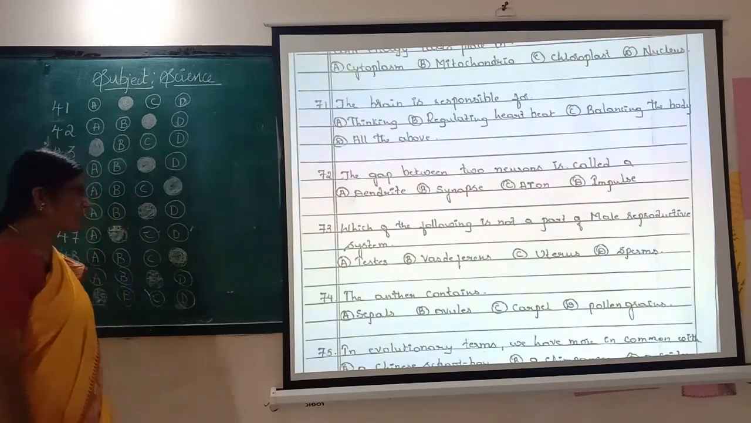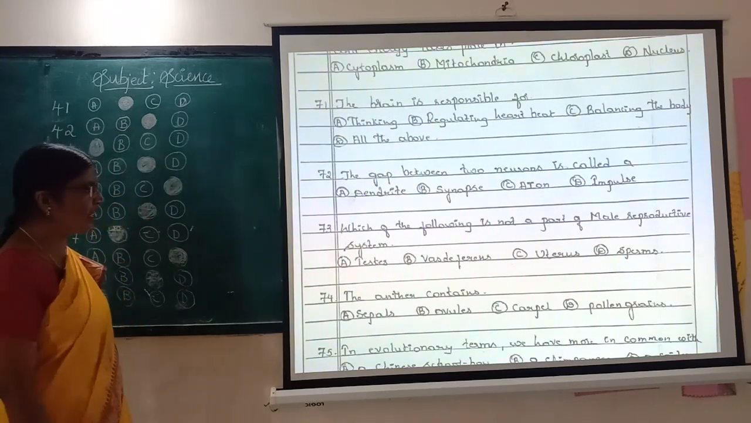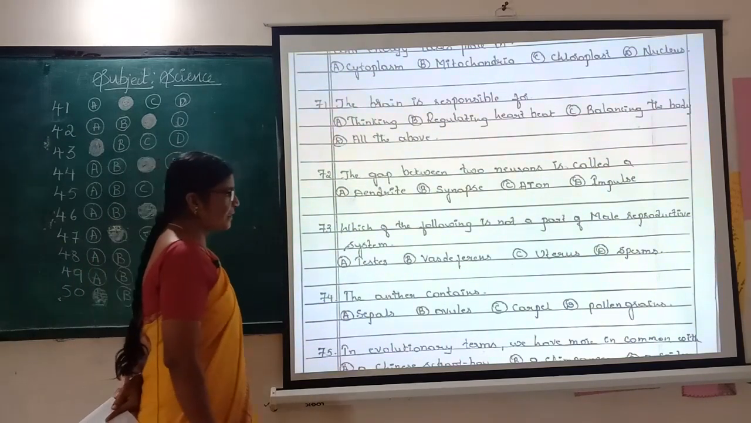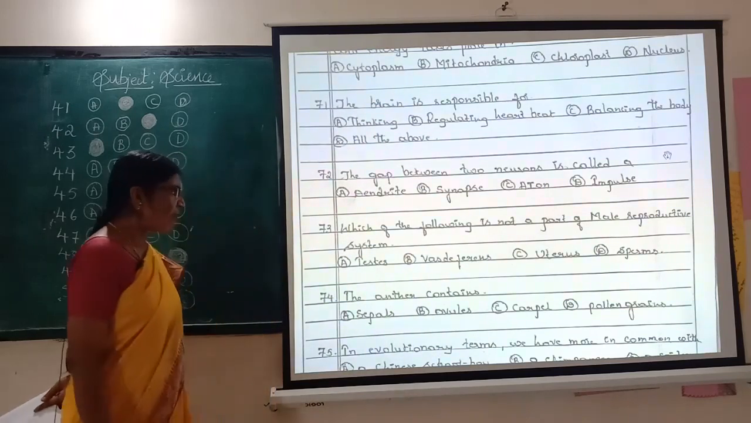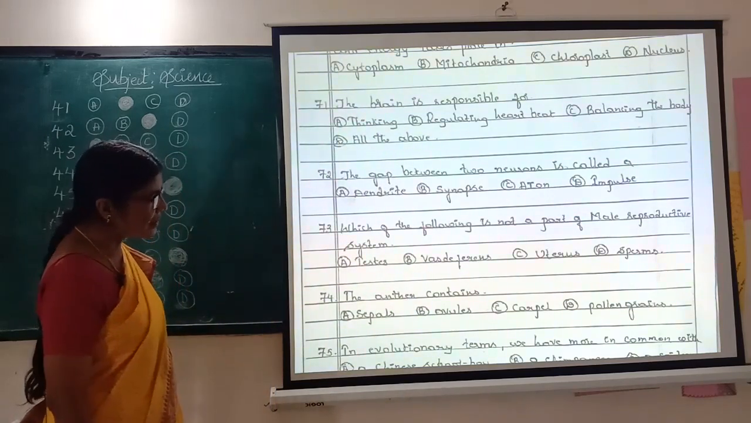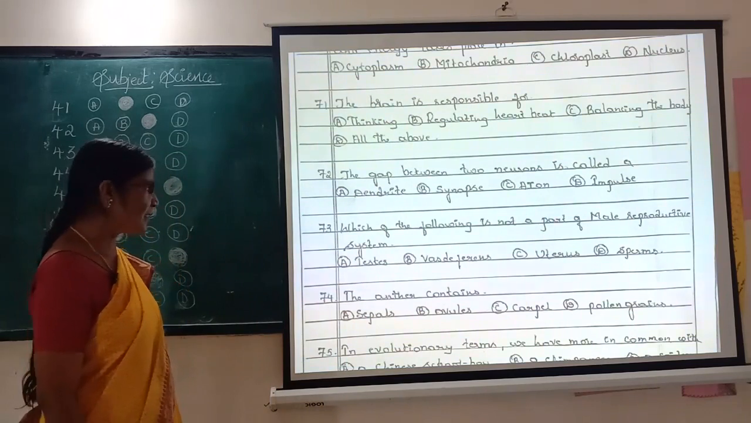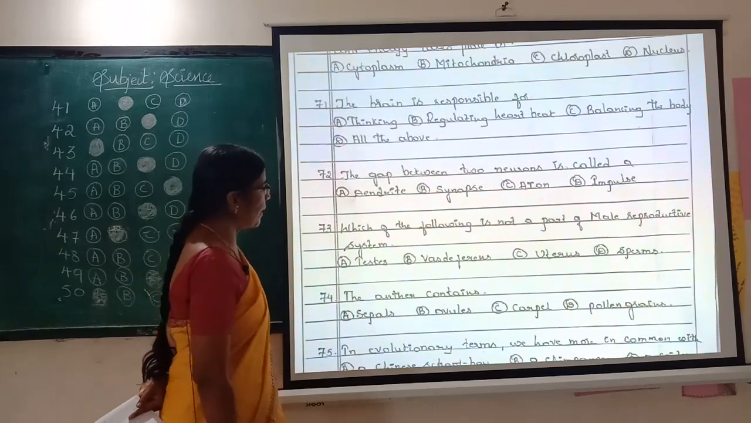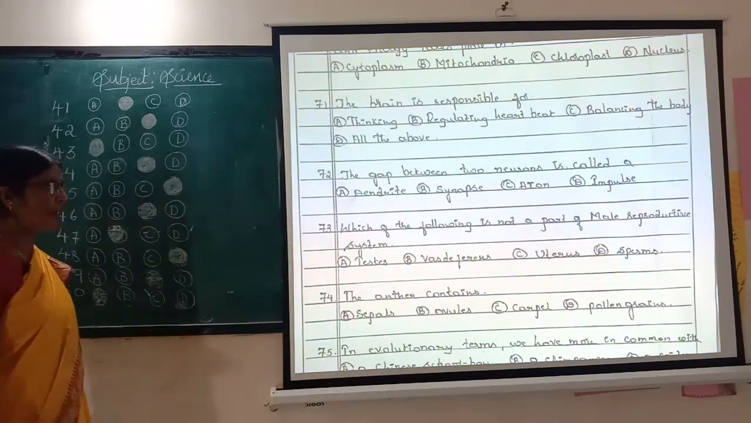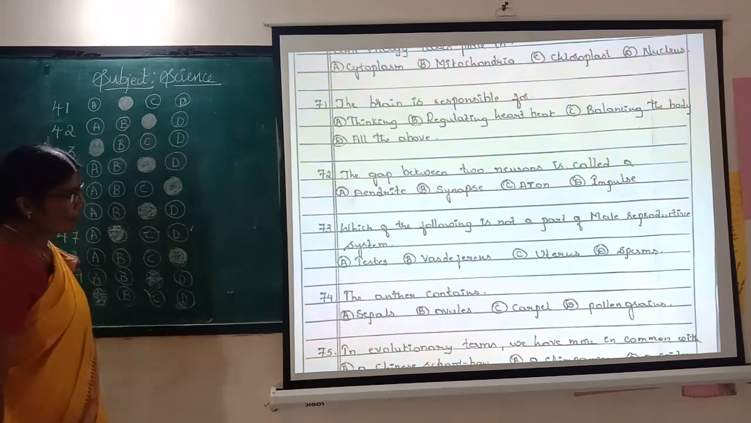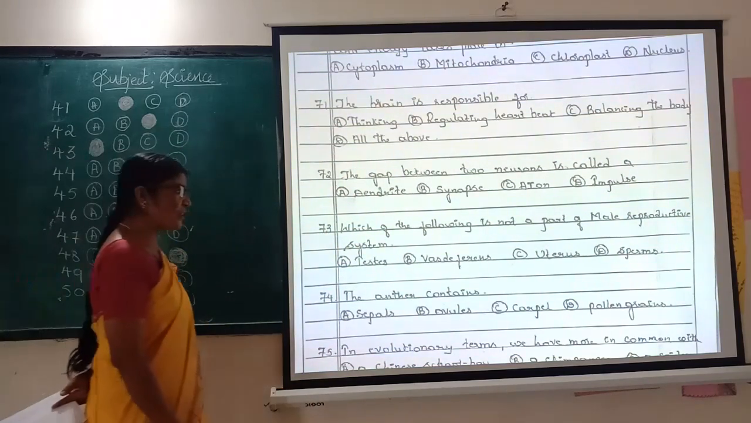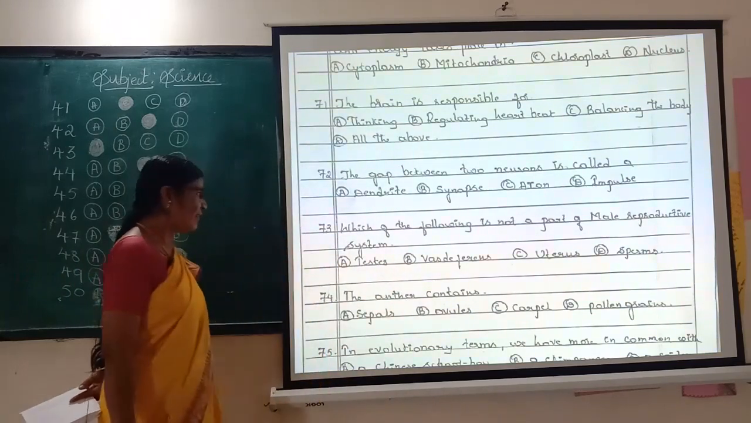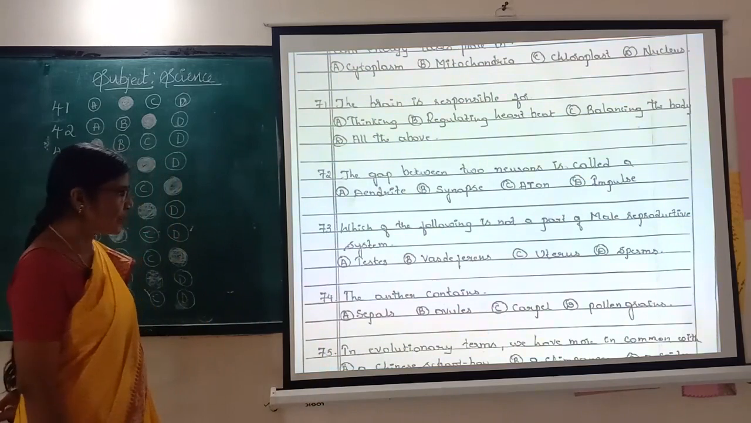Next, 73rd question, children. Which of the following is not a part of the male reproductive system? Here options are given, children: testes, vas deferens, uterus, and D is sperms. These 3 are the parts. Options A, B and D are the male reproductive parts of the system, children. C option is a female reproductive part. So the right answer for 73rd is C option, it is uterus, children.